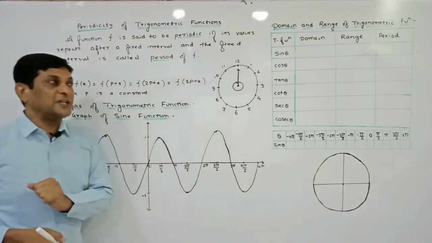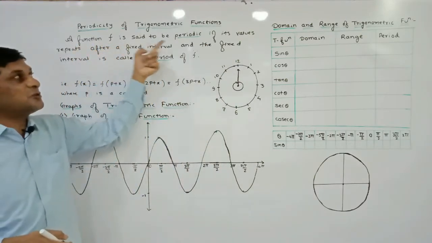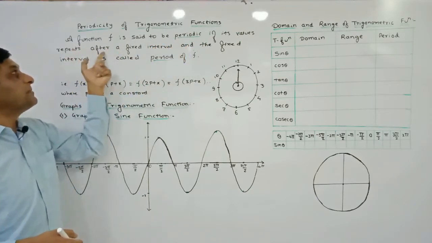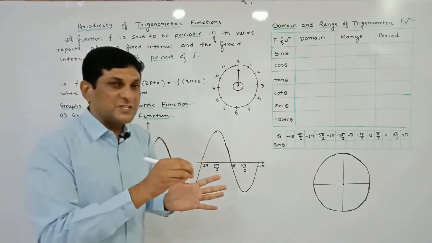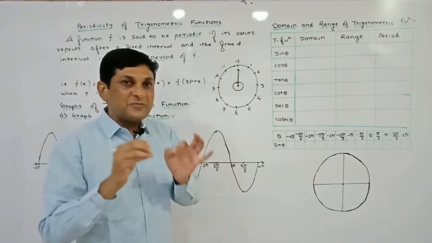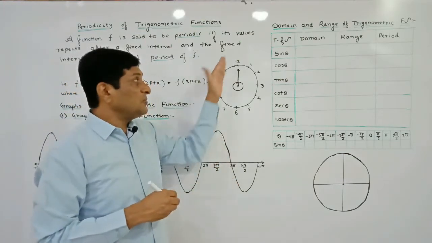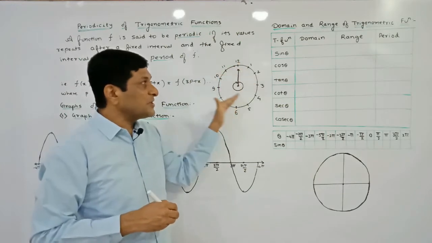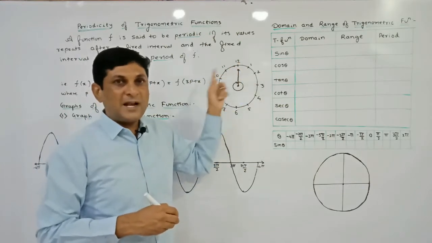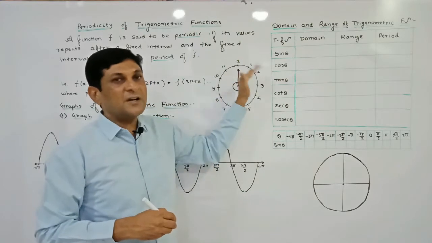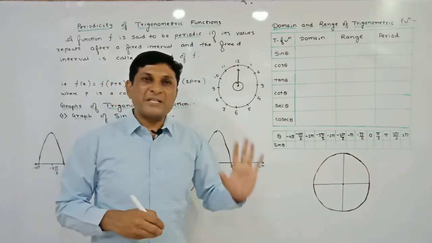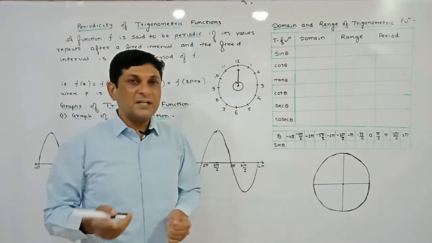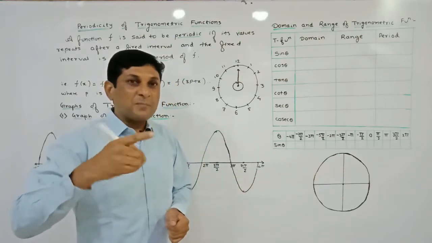So now observe the definition. A function f is said to be periodic if its value repeats after a fixed interval. So if the values are repeating after a fixed interval, at that time that function is called periodic. Here we are observing that the hour hand repeats the same value after 1 hour. After completing one revolution, again it repeats the same values. So we can say that the hour hand is a best example of periodicity. It repeats the same value after a fixed interval.